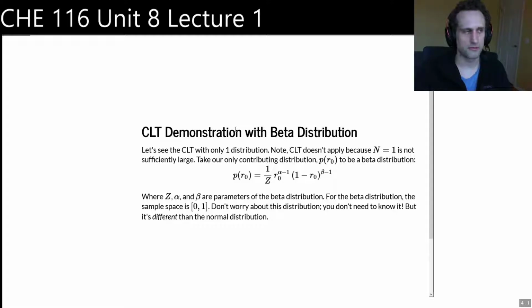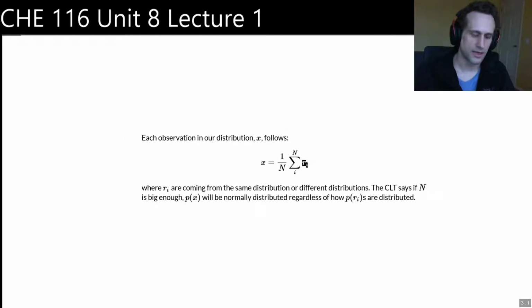There's nothing about nature or our real world that makes normal distributions arise commonly. It has to do with the math, which is kind of a thrilling result. Okay, so the name of the game here is we're going to look at a couple examples of random variables Ri, and we're going to see how x changes as we change what these r's are.